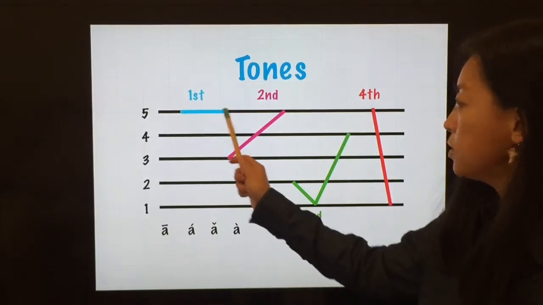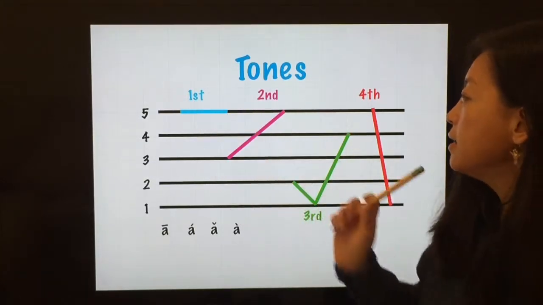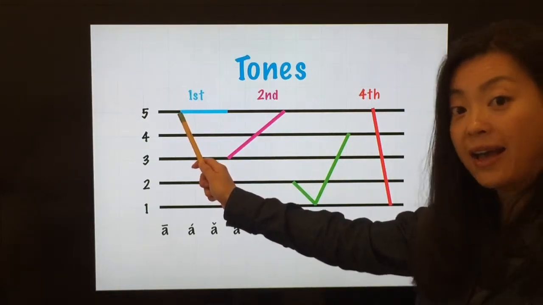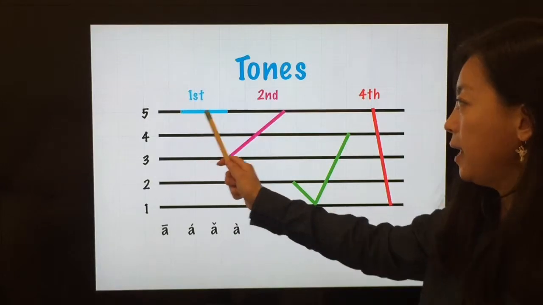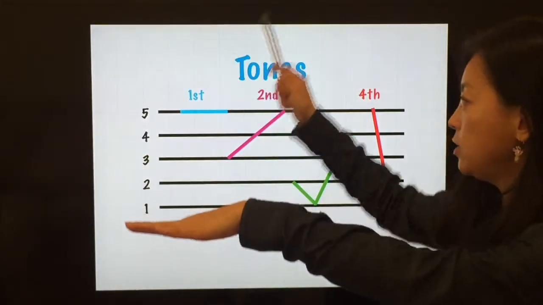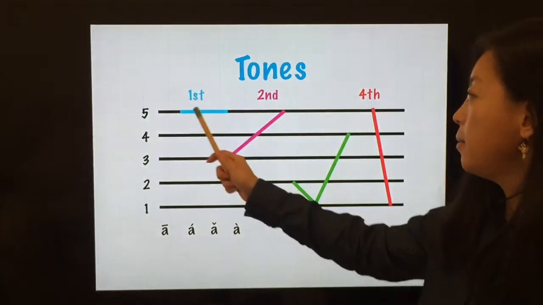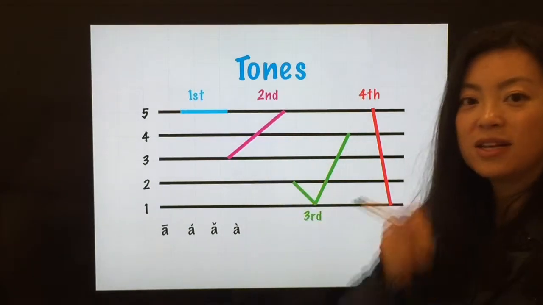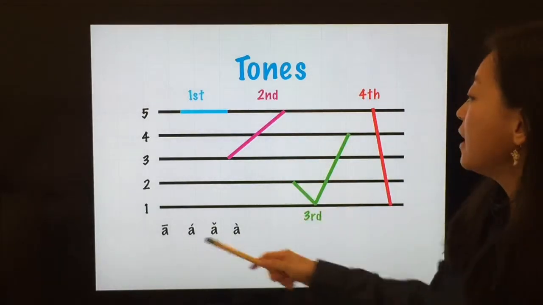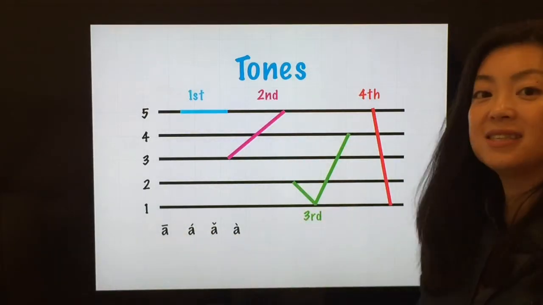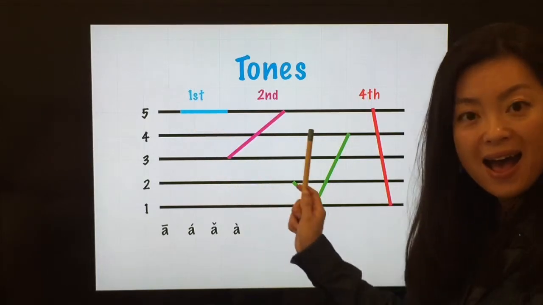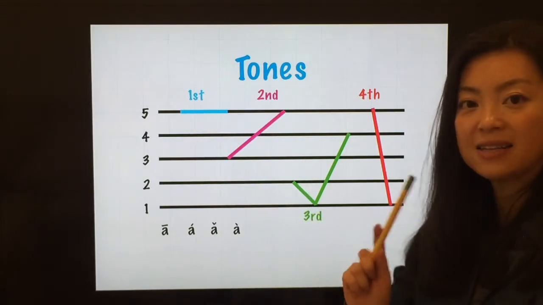So here is the first tone. For the first tone, we start from your highest voice, then you keep it flat. You don't go up, you don't drop down, keep it flat. So we finish also at the 5th line. The sound will be, let's give an example with this letter, a, flat.